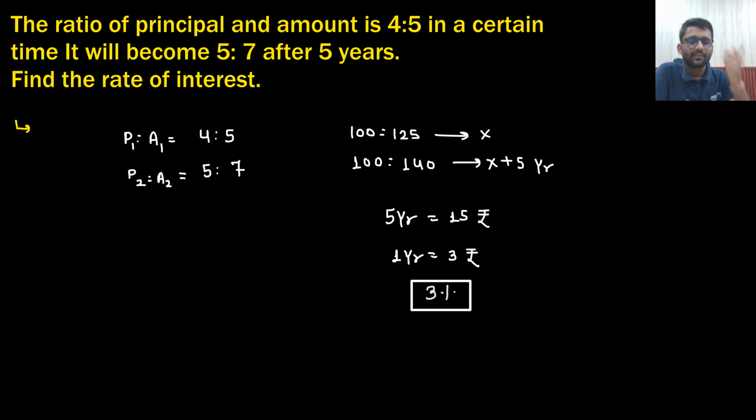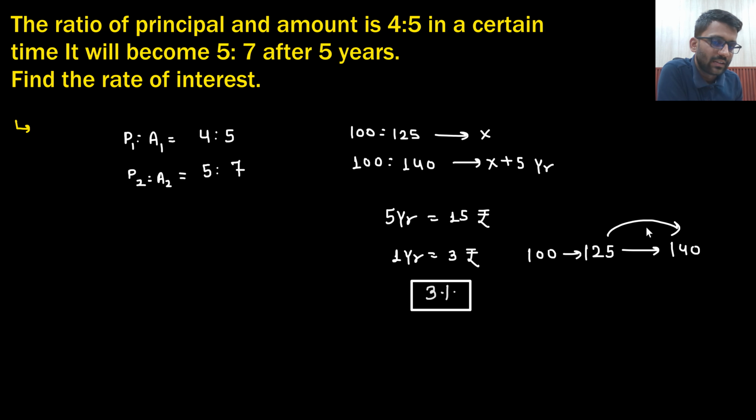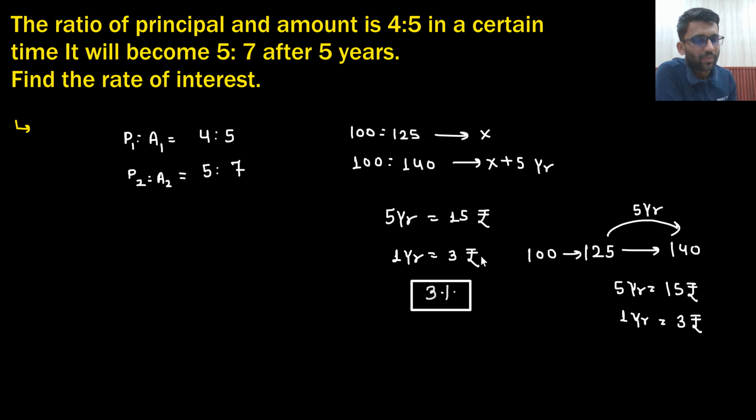Understood? 4:5, 5:7. At some certain year, you were taking 125 rupees. You started with 100. Then you were taking 140 rupees. But this was after a gap of 5 years. That means 5 years is equal to 15 rupees, and 1 year is equal to 3 rupees. So every year you are taking 3 rupees.